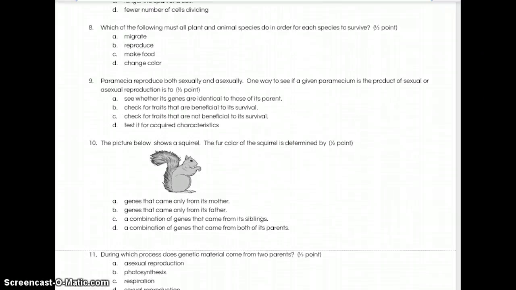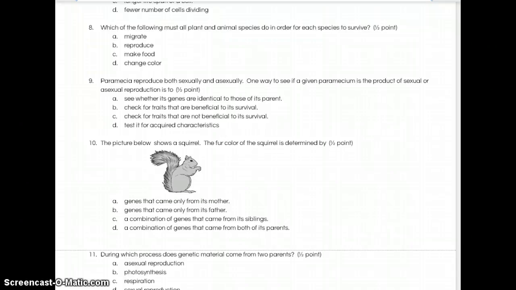Number 8. Which of the following must all plant and animal species do in order for each species to survive? A. Migrate. B. Reproduce. C. Make food. Or D. Change color.